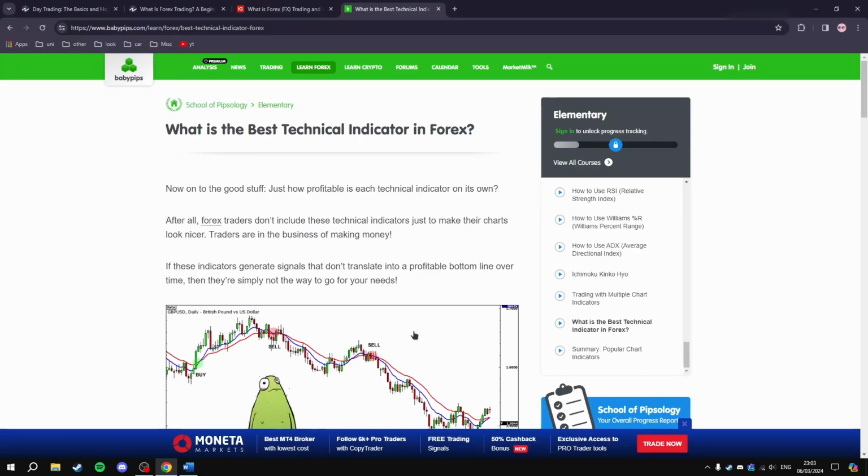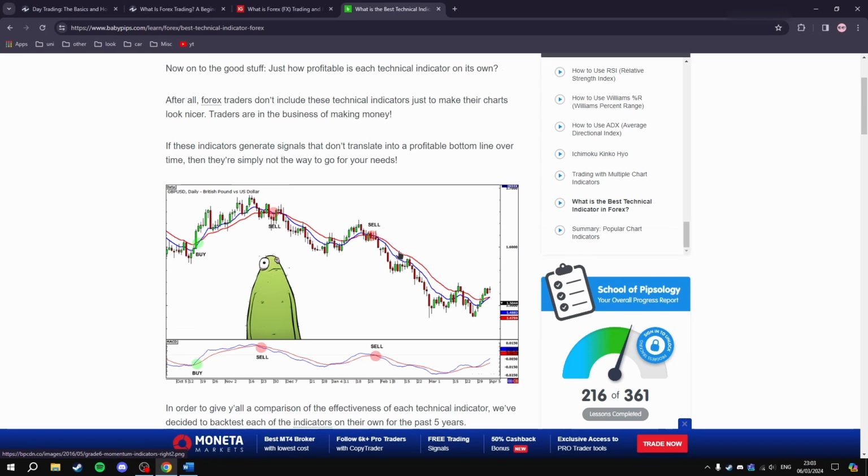Now on to the good stuff. Just how profitable is each technical indicator on its own? After all, Forex traders don't include these technical indicators just to make their charts look nicer. Traders are in the business of making money. If these indicators generate signals that don't translate into a profitable bottom line over time, then they're simply not the way to go for your needs.